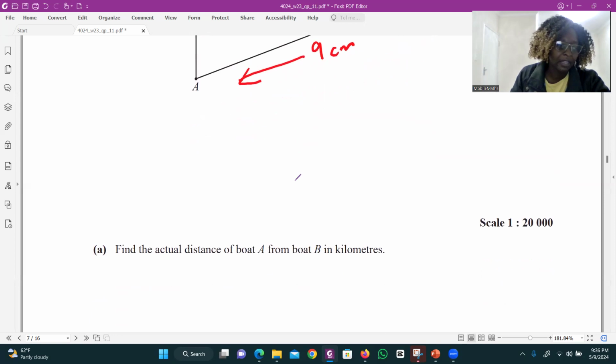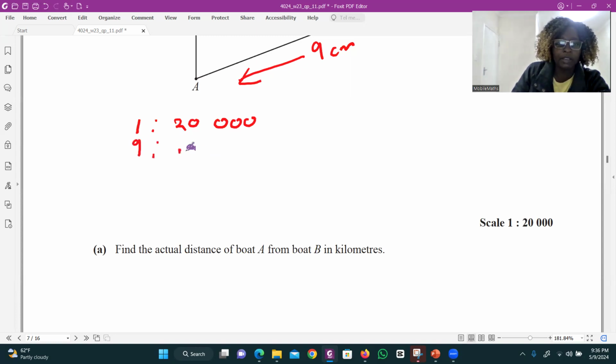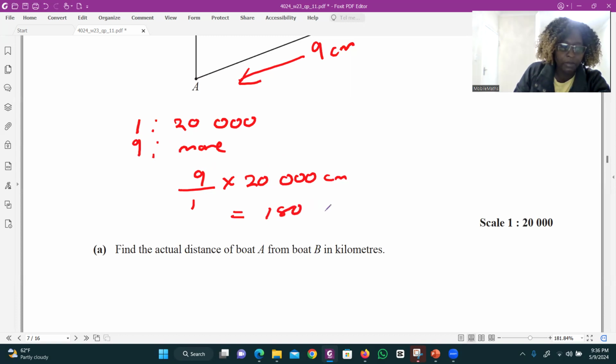Then now we have got 9. If I have 1:20,000, that's 20,000. What about if I have 9? It means I'll have 9 over 1 times 20,000. These are centimeters, guys. So if I multiply 9 times 20,000, I will get 180,000 centimeters, which is the distance.